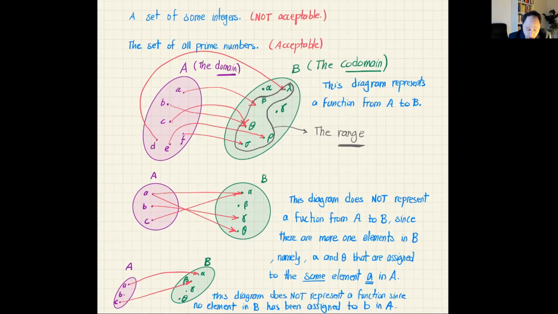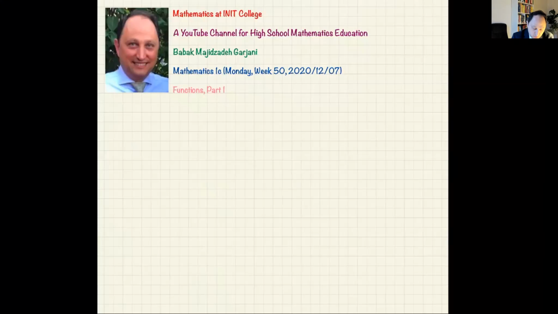So here, how many elements do you see in B? 1, 2, 3, 4, 5, 6, 7. How many elements do you see in A? 1, 2, 3, 4, 5, 6. So the number of elements of B is more than the number of elements of A, but still I called it a function, yes? There is no exact relation between the number of elements in these two groups. For example, this was a function and the number of elements in B was bigger than the number of elements of A.